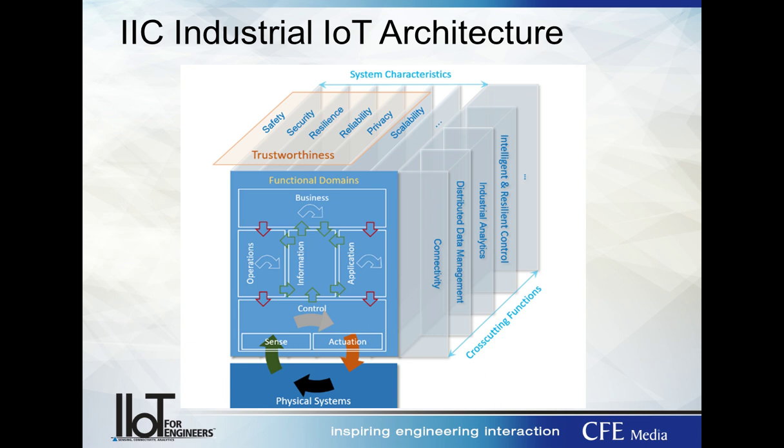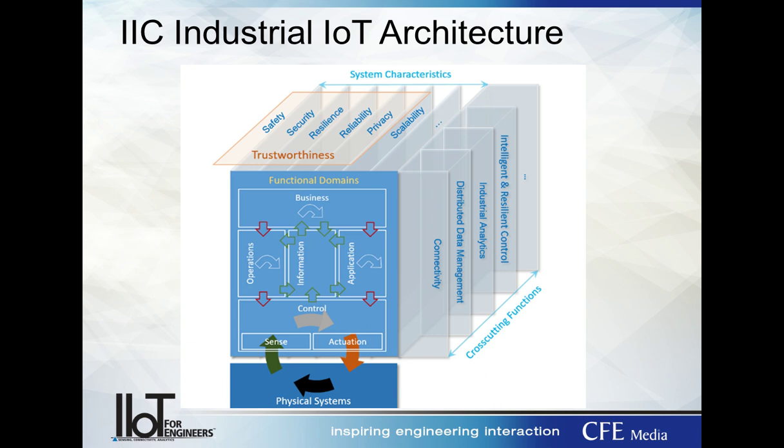Then there's these system characteristics associated with trustworthiness that are shown on the top plane. And you can see several dimensions of trustworthiness. It's not just about security from hackers. It's about reliability and resilience and privacy and other things as well.